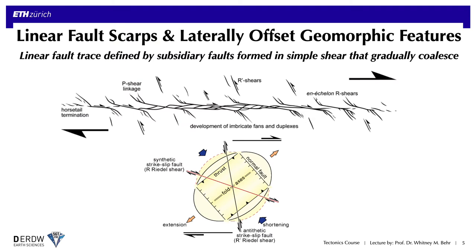So here's a sketch of the types of structures that were being produced in those analog models. The Riedel shears, R and R prime, represent conjugate faults formed at 30 degrees from sigma 1. Perhaps you remember this relationship from structural geology. And then in the compression direction, much like thrust faults, strike-slip faults can form these duplex-like structures where slices are repeated and stacked. Eventually, though, all of these smaller scale features will link up to form a discrete linear fault trace that is parallel to the fault boundary.